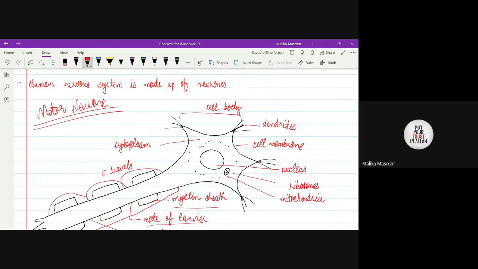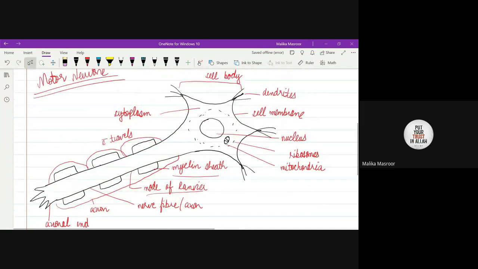This is your cell body. These are dendrites that pick up electrical signals from the neurons lying nearby. These signals are called nerve impulses, which is the fastest way of communication. This is your axonal end. You have two parts, axon and dendrites. This is the axon.